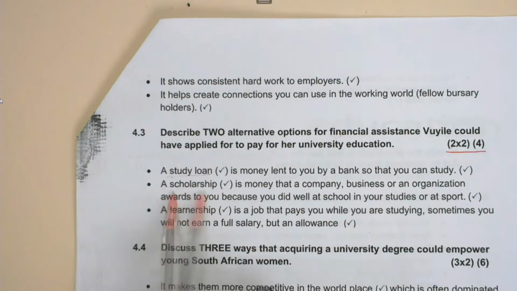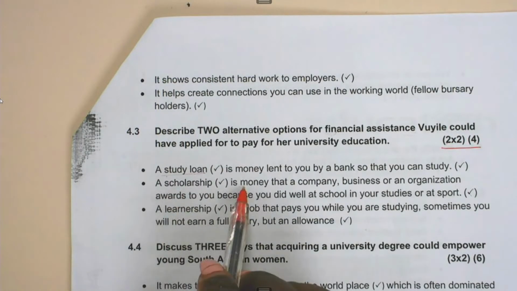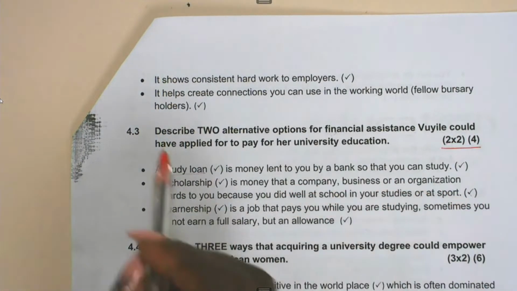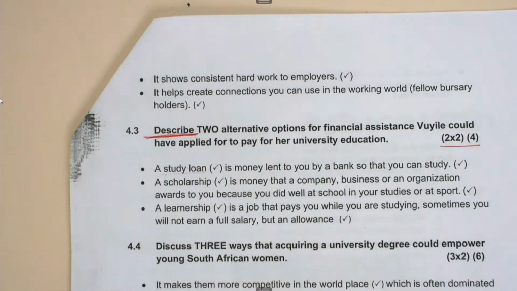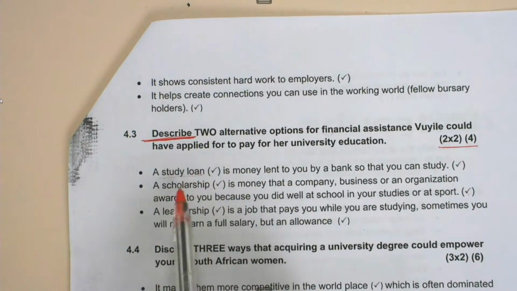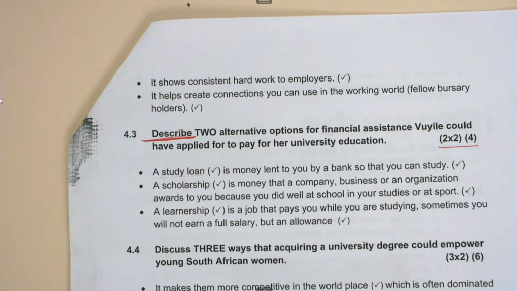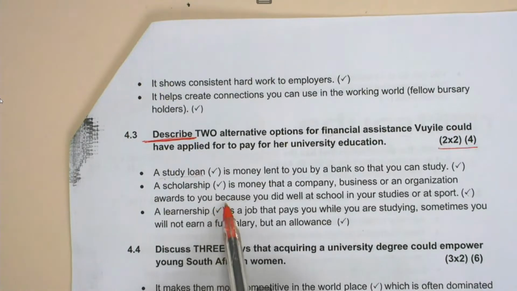Our learners, by doing this, it means they are doing what? They are making sure that they are describing, as the question has said. You are not going to award full 4 marks if a learner has stated only. They have to describe. The last one, a learnership, is a job that pays you while you are studying. Sometimes you will not earn a full salary, but you get an allowance. A response for that deserves a mark.